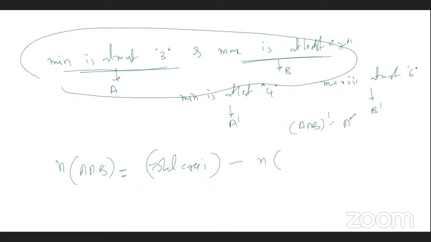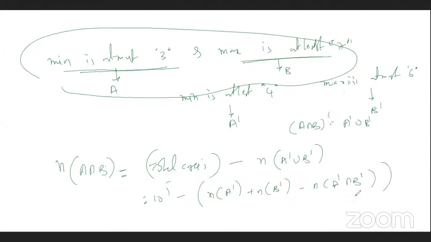What is the complement of this? This formula I discussed. A complement intersection B complement will be the union. So total cases 10 power 5 minus. Can I apply the Venn diagram formula? Yes, De Morgan laws. These are called De Morgan laws. What is N of A complement? Can you find this? Minimum is at least 4. Can you count this very easily?